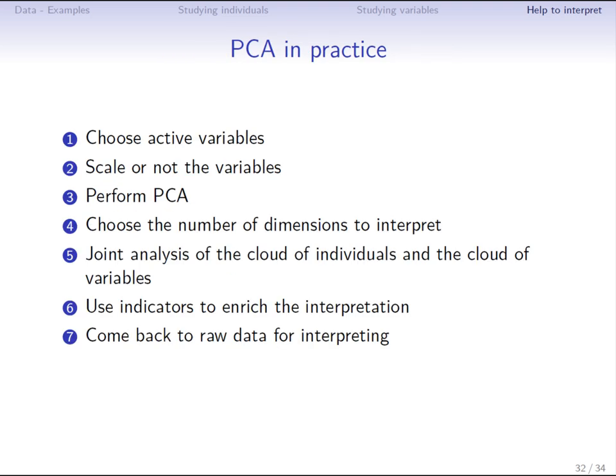So to summarize, what is the practice for PCA? First, it is necessary to choose which variables will be active. That is to say, which variables will be used to calculate the distances between individuals, and which variables will be used as supplementary. The supplementary variables do not contribute to building the dimensions, but may be used for interpreting them. Then it is necessary to decide whether we must standardize the variables or not.